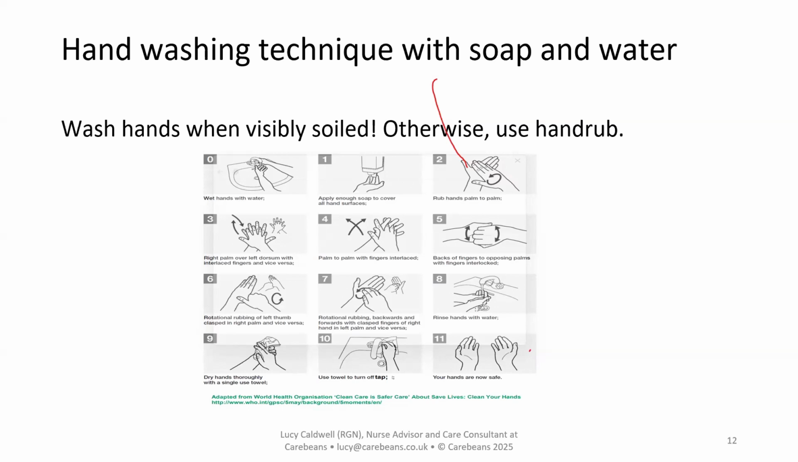And then finally, rubbing backwards and forwards in your palms, in both of your palms, and then rinsing that soap off. I'll try and show you a demo of that at the end. But hopefully that's made sense anyway. I'm sure you have got posters around your service, and as I say, you will get this visual. And then, of course, you dry your hands thoroughly with a single-use towel, and you're good to go. So that's hand washing when your hands are visibly soiled.